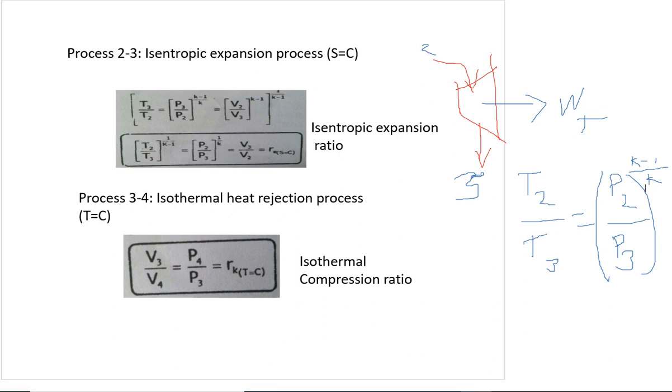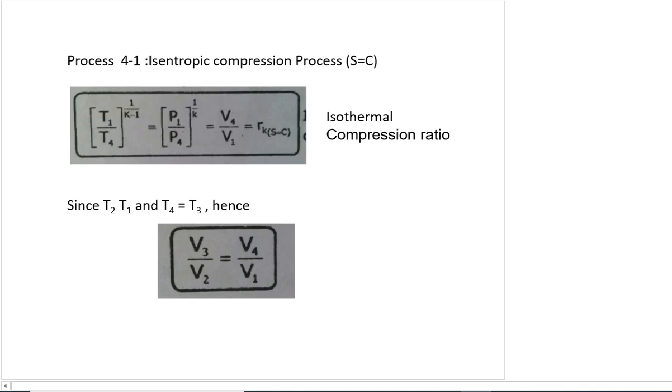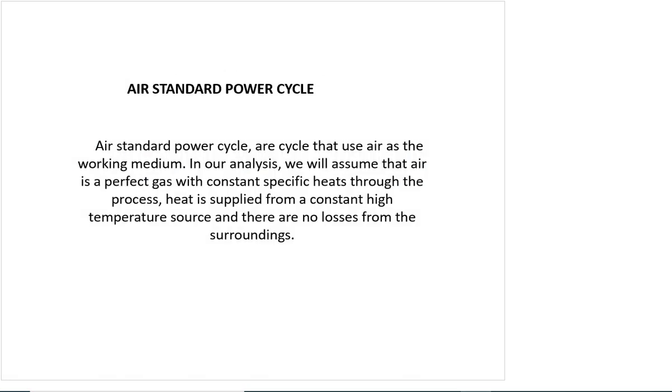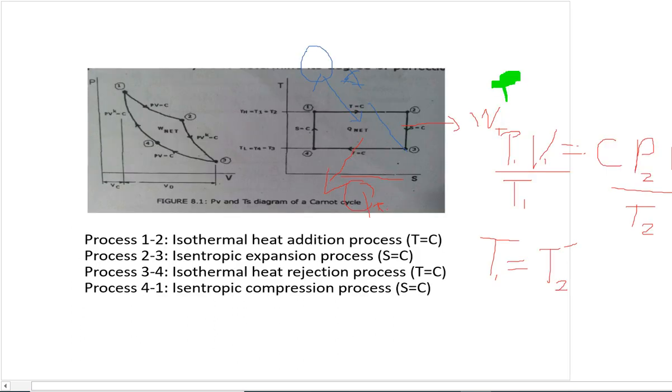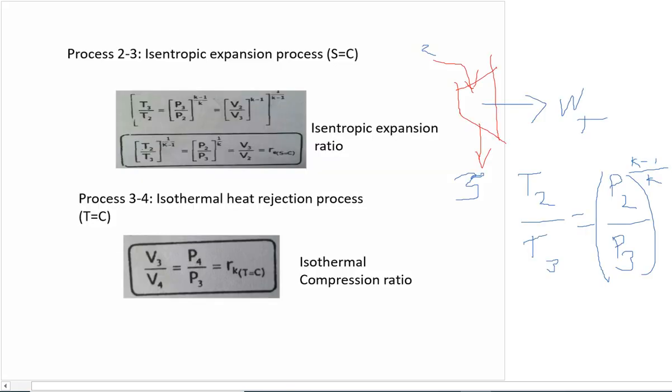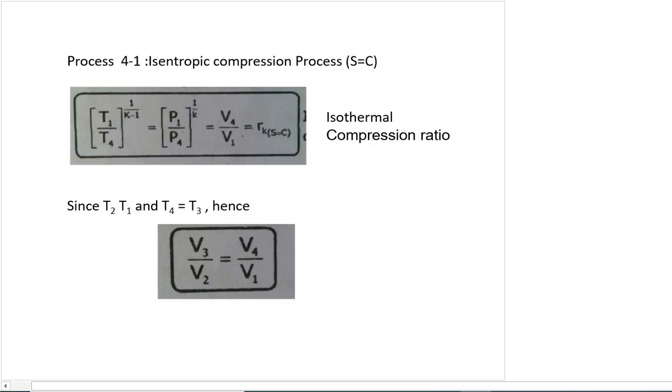So, next is process 4 to 1. Where is process 4 to 1? Here, process 4 to 1. Process 4 to 1 is the compressor. When we say compressor, it is constant entropy. That is why the formula is the same as for the turbine earlier. Almost all of it is the same. Only the state numbers are different.